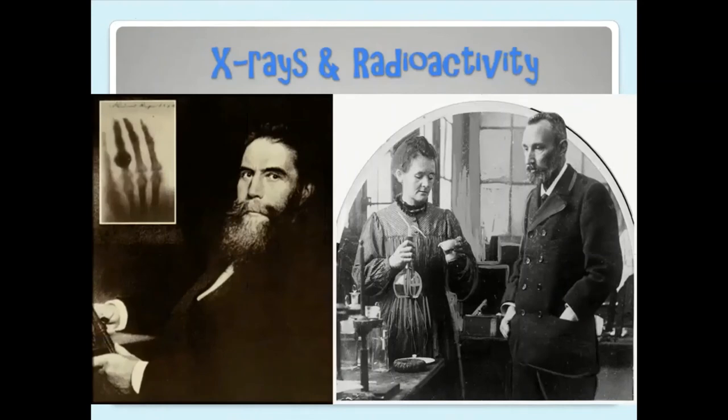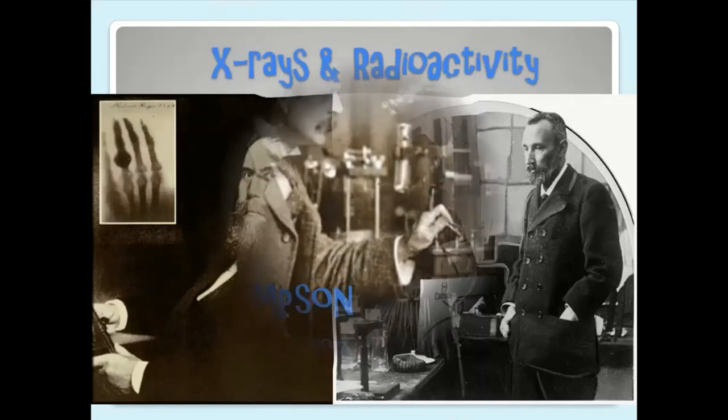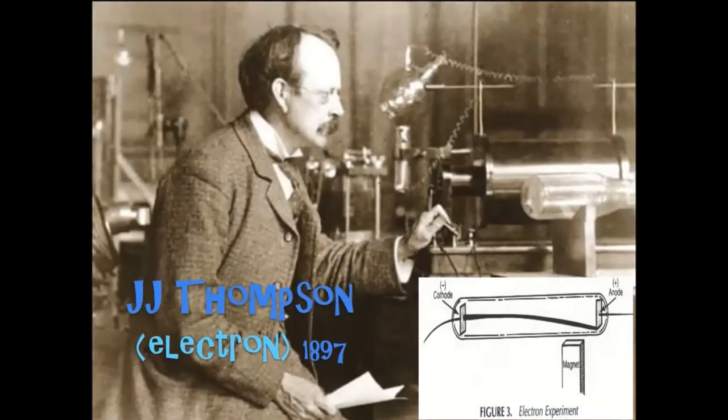X-rays and radioactivity come along. That's Curie's over on the left and Roentgen with X-rays. And this enables us to then move into the subatomic world. The first subatomic particle that is theorized is J.J. Thomson's. Again, there were others, but he made the correct conclusion that there was something in every element that was smaller than the smallest element, which was hydrogen, and still is hydrogen.